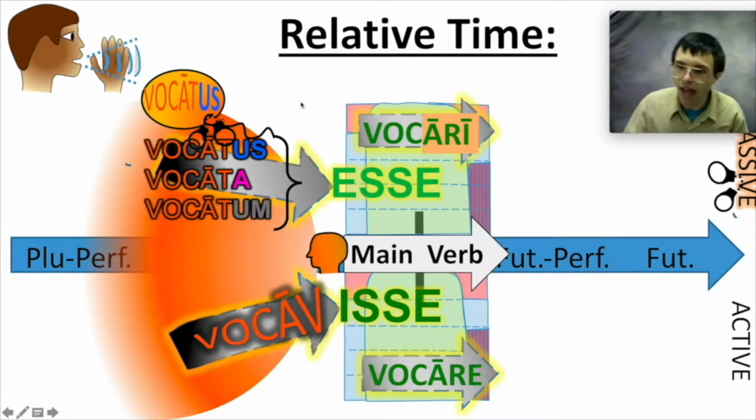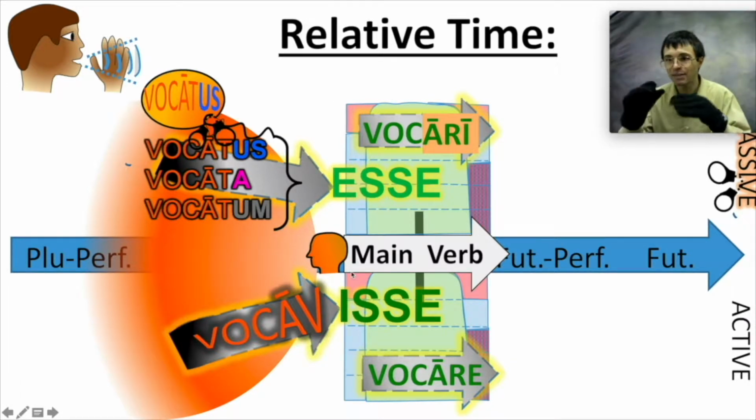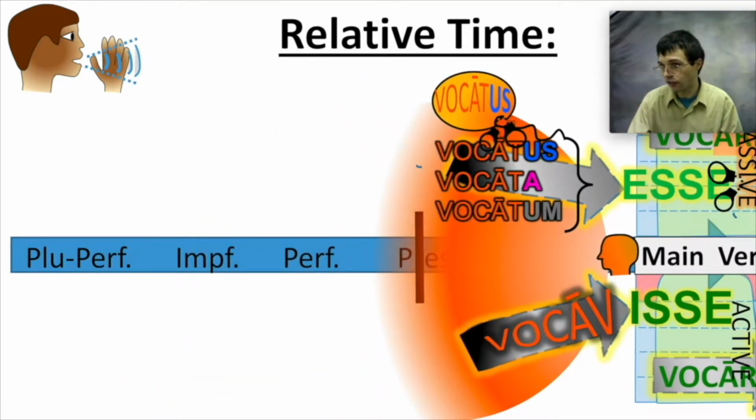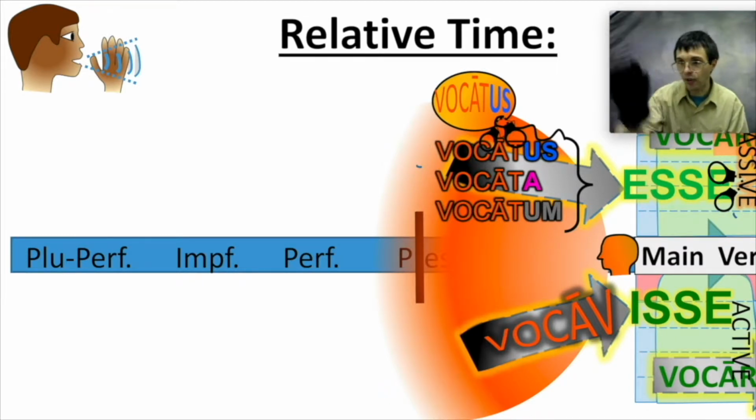And so any infinitive that we use is going to describe action whose time is dependent on the location of the main verb. So if I move the main verb off into the future, notice how the cloud of surrounding infinitives moved with it.